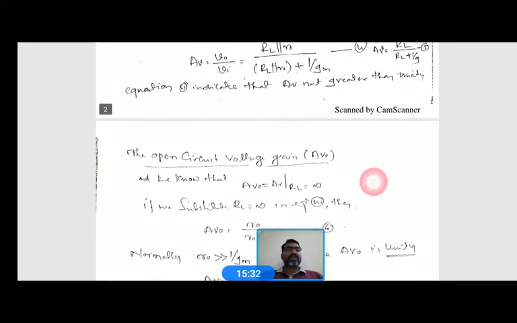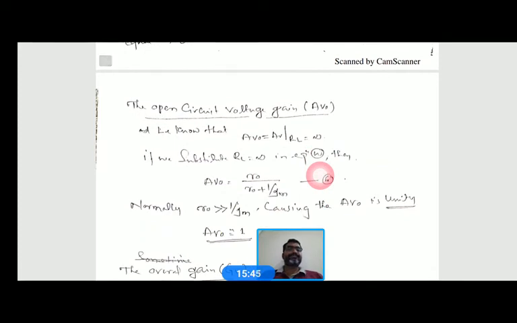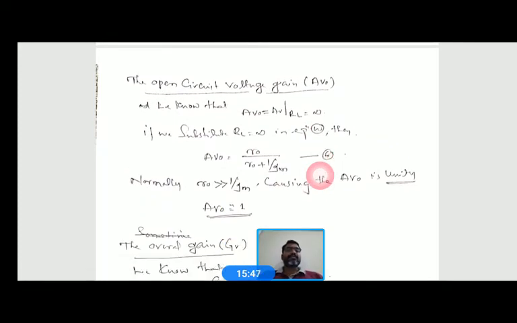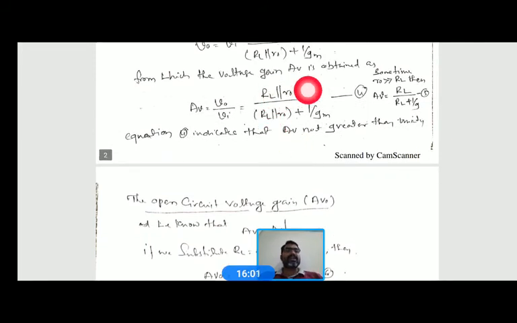So here you can see equation 4 indicates that AV is not greater than unity. You can see clearly this is greater than this, obviously, right? Next we'll go to the open circuit voltage gain AV naught. Open circuit voltage gain is AV when RL is infinite. If you make RL infinite in this equation, right?